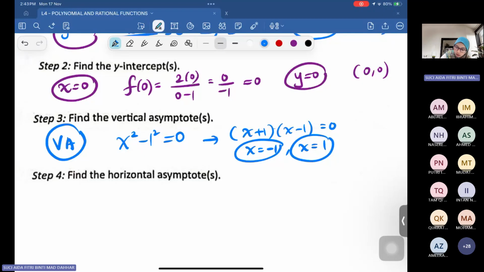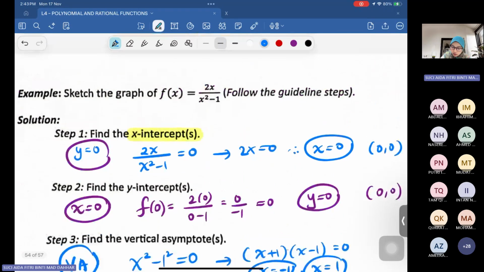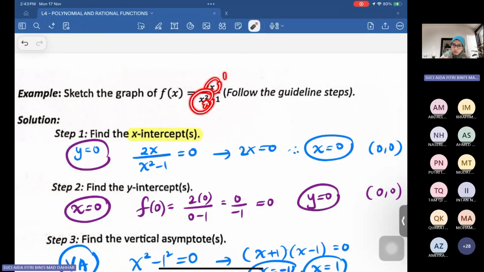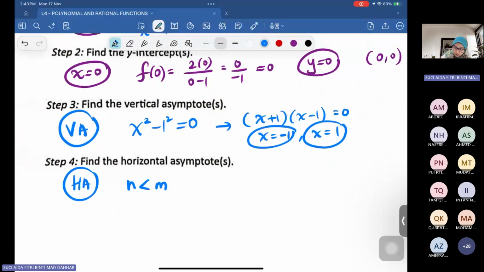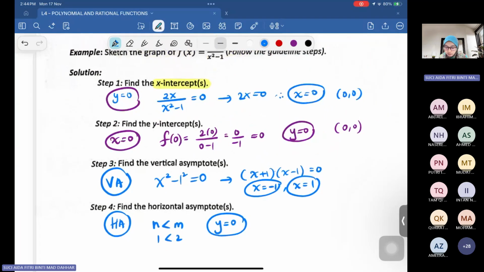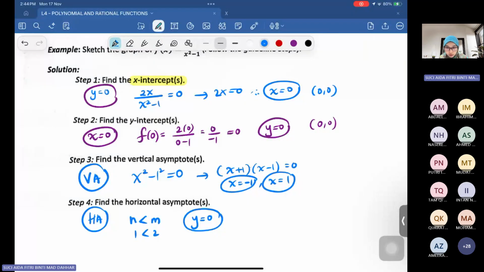Next, how about horizontal asymptotes? What is the degree of the numerator? The top is degree 1, the bottom is degree 2. So your n is lesser than your m, because your n is 1 and your m is 2. So do you have any horizontal asymptote? It will follow the first rule. Your horizontal asymptote will be at y equals to 0, the x-axis. Now done. We have the intercepts and we have all the asymptotes that we need.